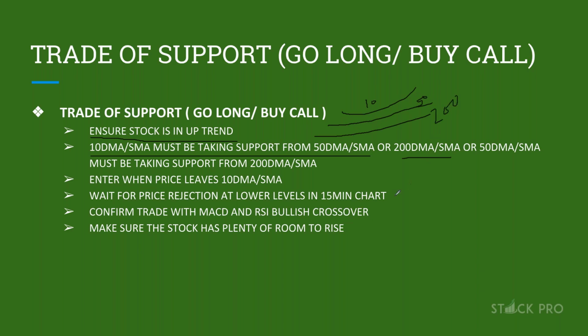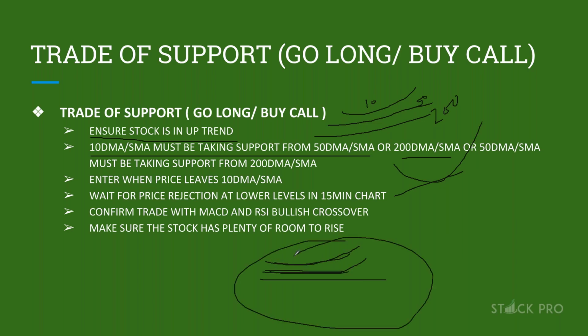What could be the other possibility? That the 50 is taking a support on the 200 moving average. That is also another possibility. What I would prefer is that the moving averages are very, very close by. Means 50 is taking a support on 200 and 10 is taking support on 50. This becomes a very, very good setup. Means there is a solid, rock solid support to the stock.